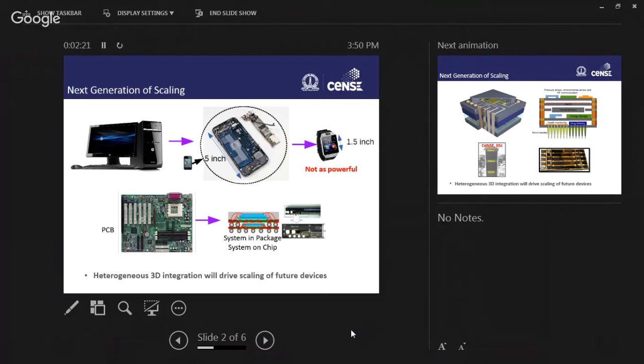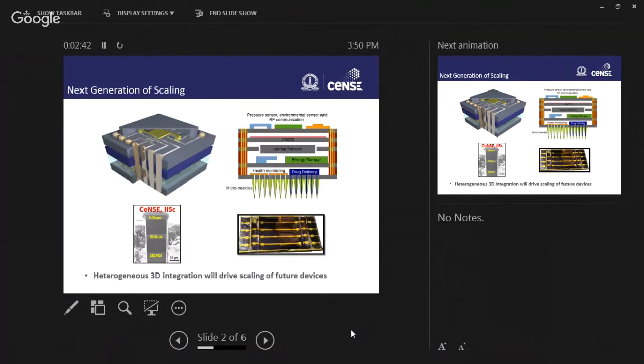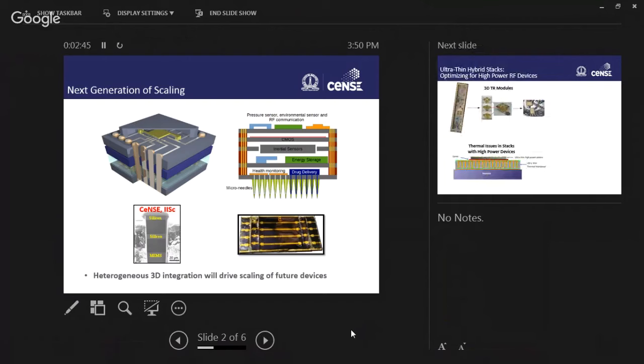Now, if we want to take this kind of power into smaller form factors, such as smart watches or even smaller form factors, then this additional form of integration and packaging is not enough. What we need to do is look into 3D heterogeneous integration, which we believe will drive the scaling of future devices. So what you see is a 3D integrated stack, and this is what we are trying to achieve here, where we are trying to achieve a stack of multiple chips of different kinds integrated in a three-dimensional fashion.